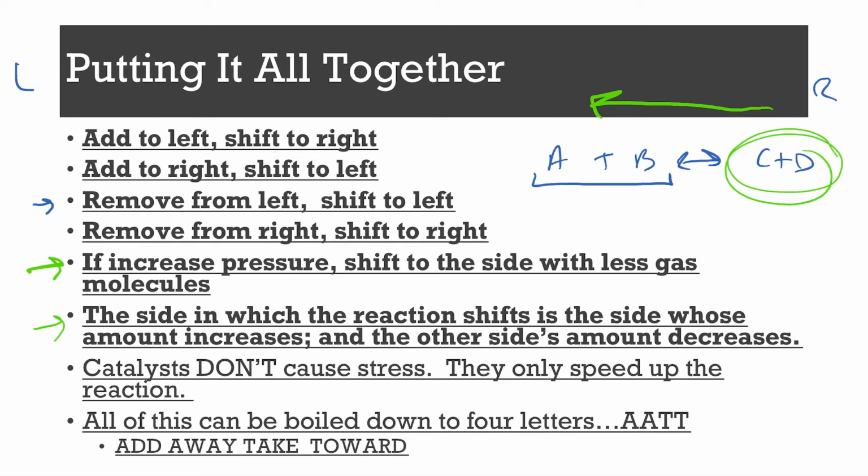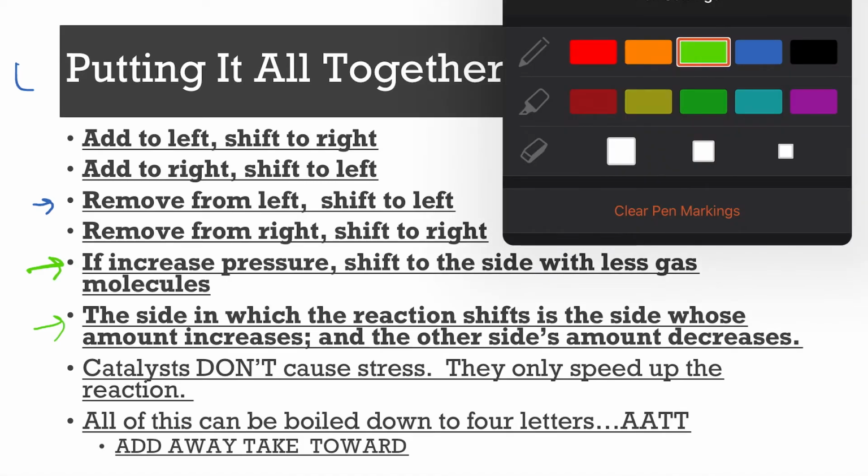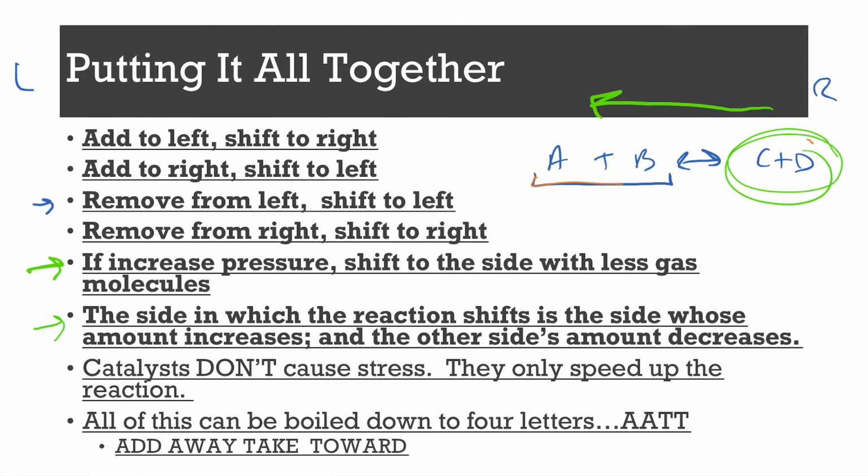It's kind of wordy, but the side in which the reaction shifts is the side whose amount increases, and the other side decreases. If we're looking at this example, again, we said we are removing some of that, so this side becomes stronger. And if this side becomes stronger, we get that shift. If we're going this way, that means we're going to use up concentrations of C and D. These brackets mean concentration. We're going to use up C and D, and we're going to make A and B.